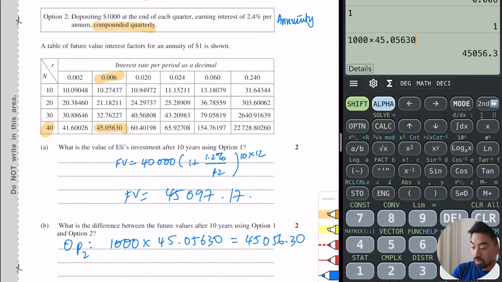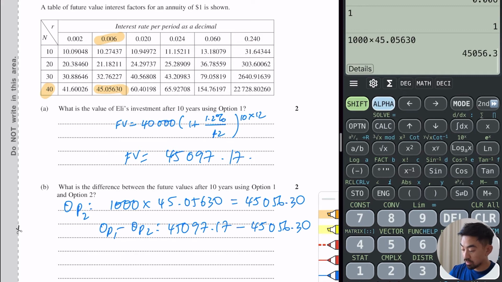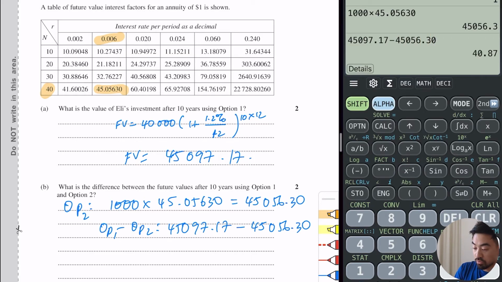So what's the difference? Well, it looks like option 1 is going to generate slightly more money. So let's do that. Option 1 minus option 2, 45,097.17 minus this number here. So you can tell I'm lazy at writing that out again. So the difference is $40.87. So slightly more money with the first option.